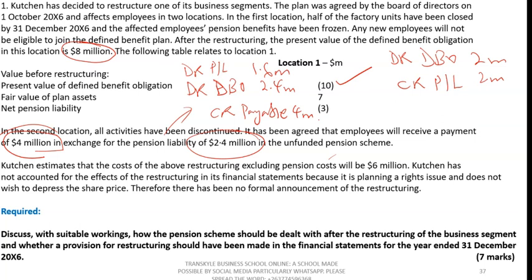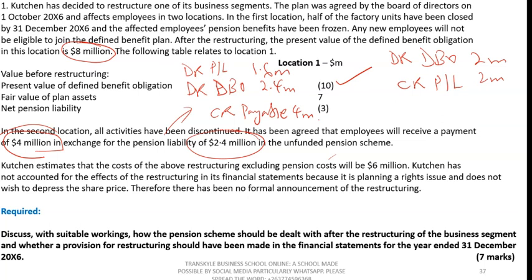The company has not accounted for the effects of the restructuring in the financial statements because it is planning a rights issue and does not want to depress the share price. Therefore, there has been no formal announcement of the restructuring. Now, the question is saying, discuss with suitable workings how the pension scheme should be dealt with after the restructuring of the business segment, and whether a provision for restructuring would have been made in the financial statements for the year ended 31st December 2026.